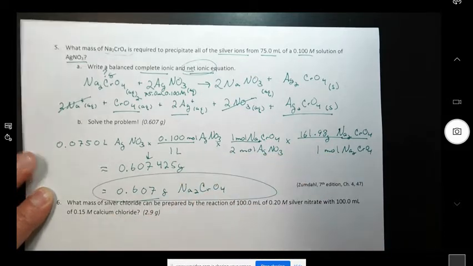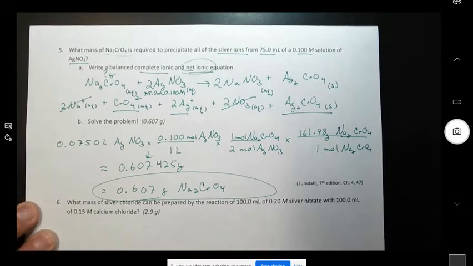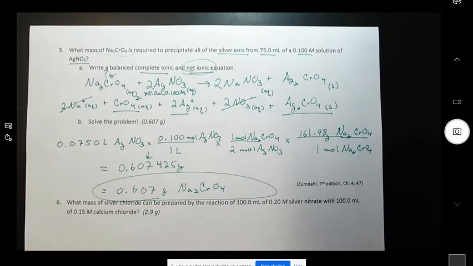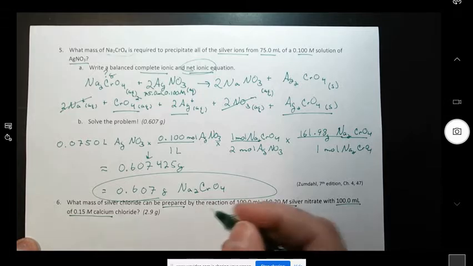Okay. All right, question number 6. What mass of silver chloride can be prepared by the reaction of 100 milliliters of 0.2 molar silver nitrate with 100 milliliters of some calcium chloride? So we kind of just want to know what mass of precipitate we're going to get from this.